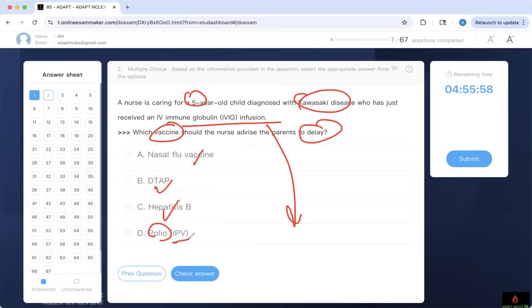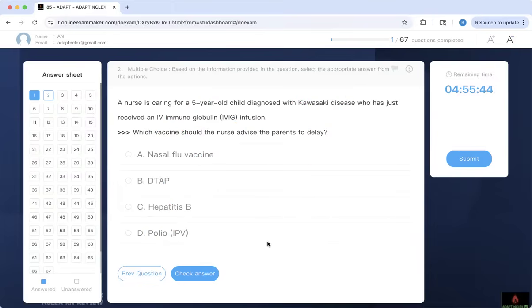It's a concept. I want you to write it down. If this is difficult, I want you to go back to Adapting Class. You get videos, watch, and master it. Which of these is a live vaccine? You can put down the answer in your comment. Let me know. Hashtag live vaccine. Which one is a live vaccine?